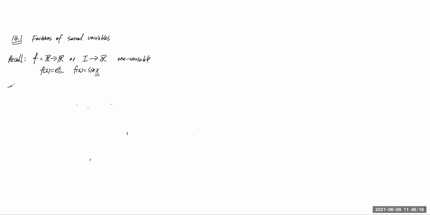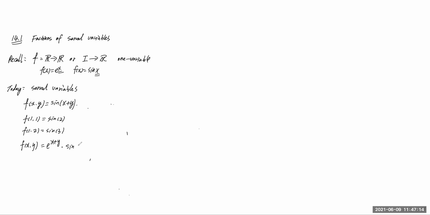For example, let's look at today. We want to generalize this to several variables. So for example, it's possible we have a function like f(x, y) equals sin(x plus y). You might ask me, what do you mean by this? It means that you can pick x arbitrary, y arbitrary. Then, for example, f(1, 1) we just get sin 2, right? If f(1, 2), we get sin 3. Or f(x, y) is e^(x plus y) times sin x squared cos y squared, or anything like 1 over tangent of x plus y.